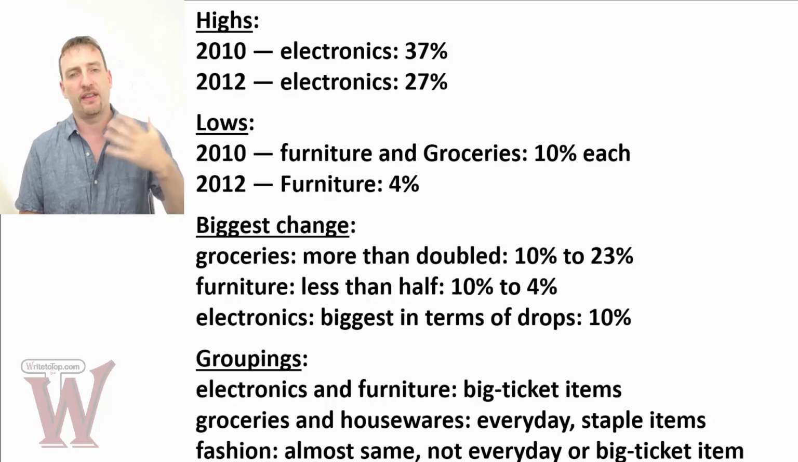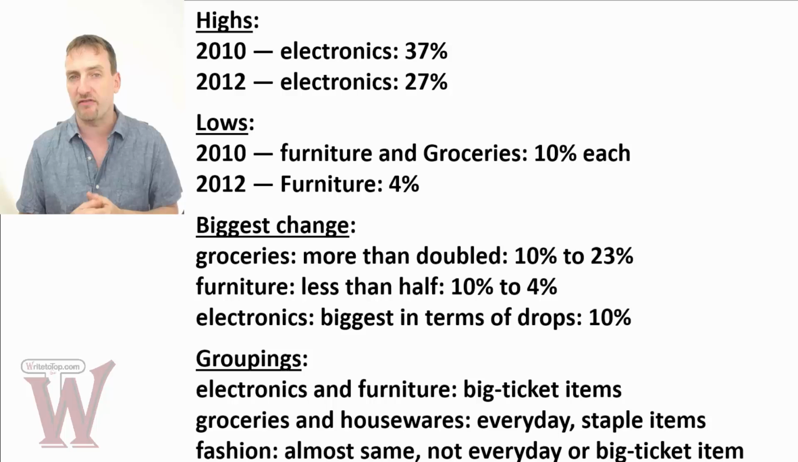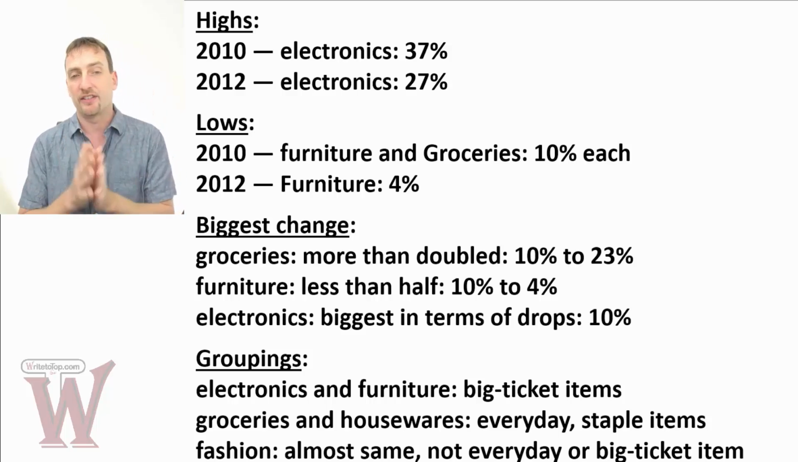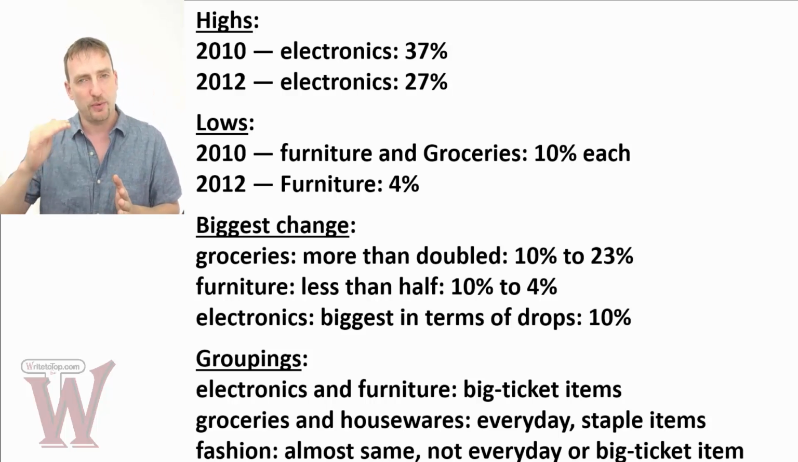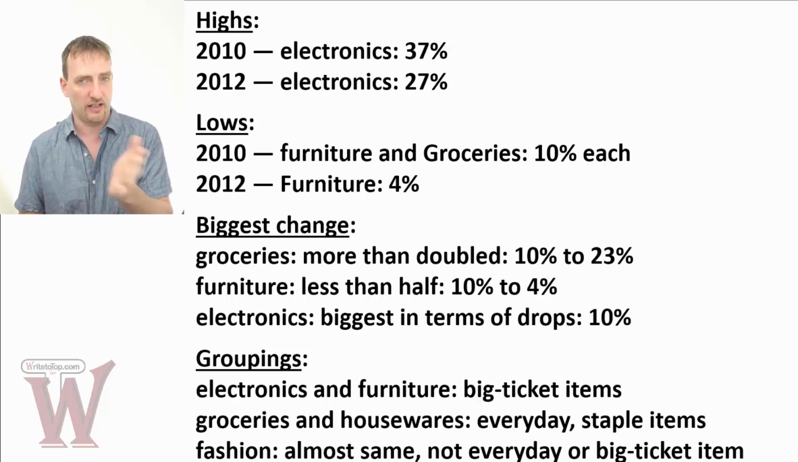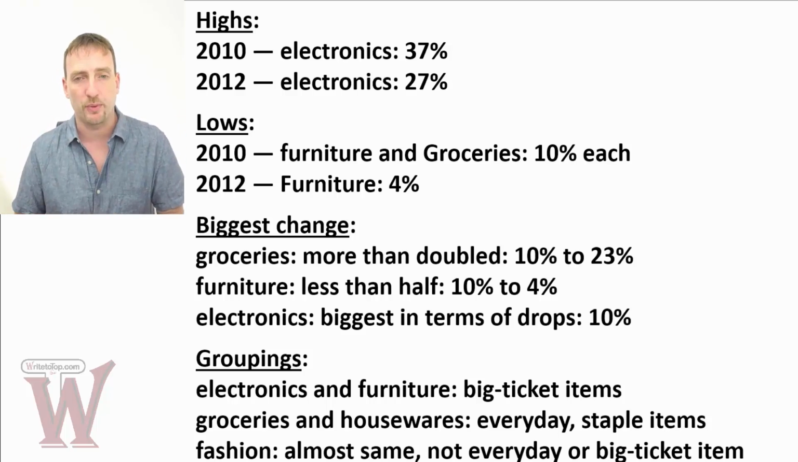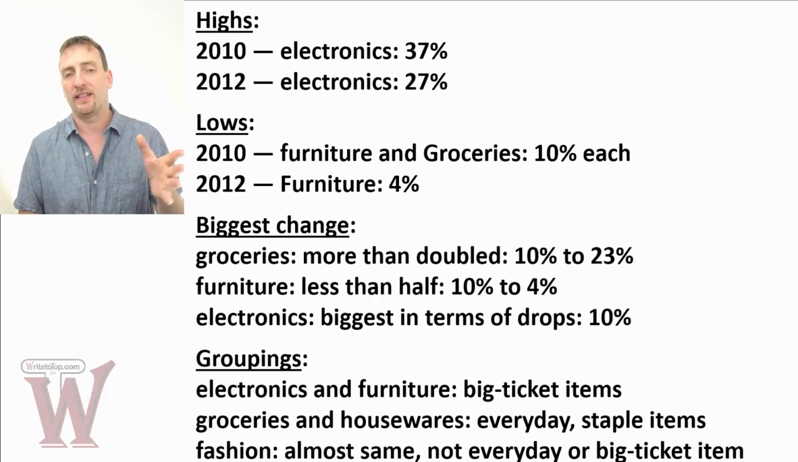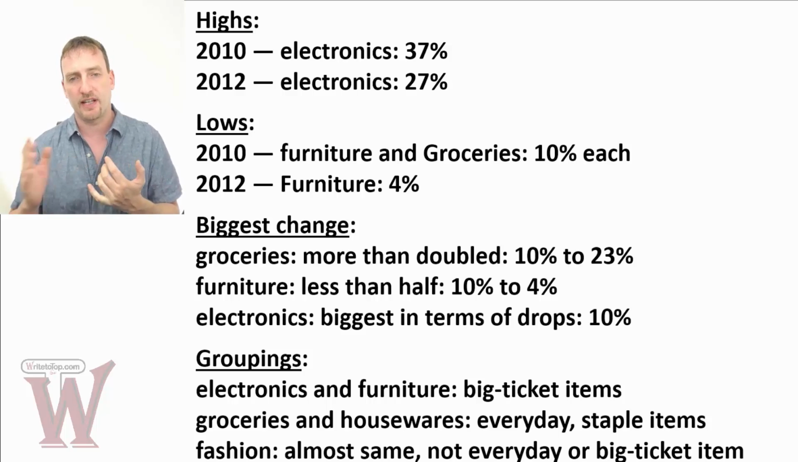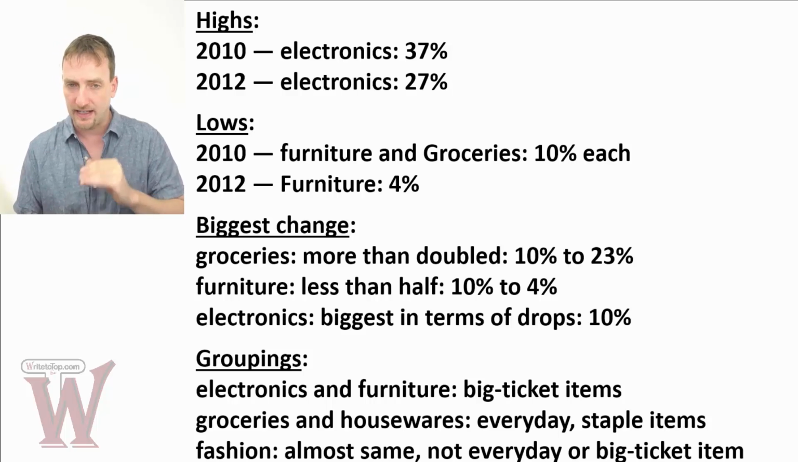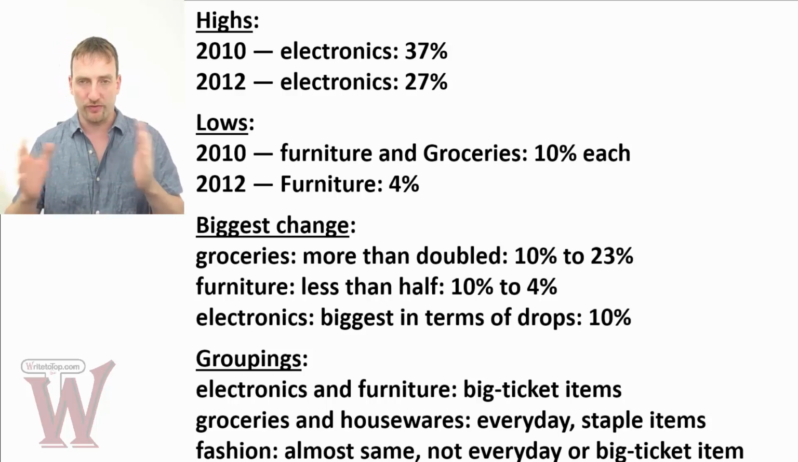Highs. In 2010, the highest percentage of revenues or sales was electronics. This was the same in 2012. In 2012, although it went down, it's still the highest in terms of sales. Very close, we have groceries and housewares, both went up to 23. Lows. In 2010, the lowest contributors were furniture and groceries, 10% each. In 2012, furniture went down to 4%. That's your lowest.